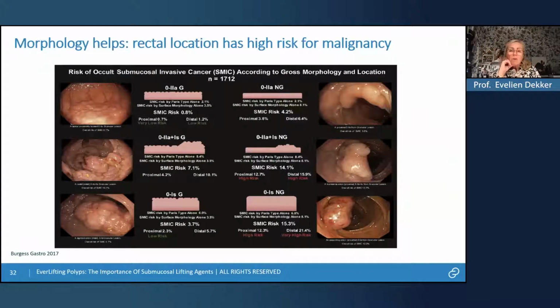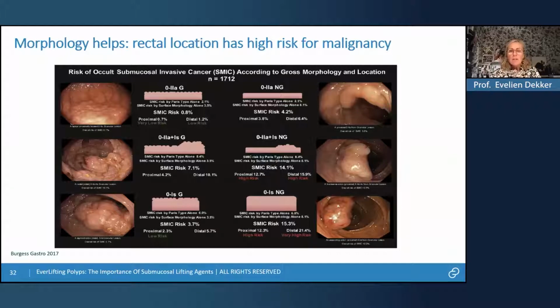So how about the covert cancers? Well, there's one issue that you should be aware of, and that's that the risk of cancer also differs not just by the pit pattern, but also by the location and the LST classification. And that's why I said you should always structurally assess all the lesions.